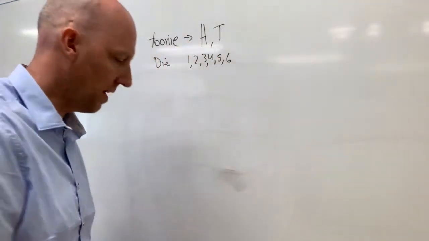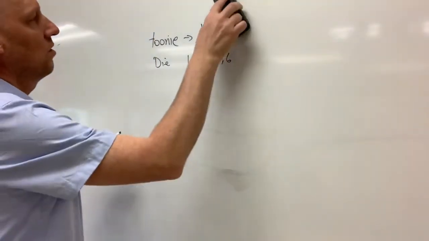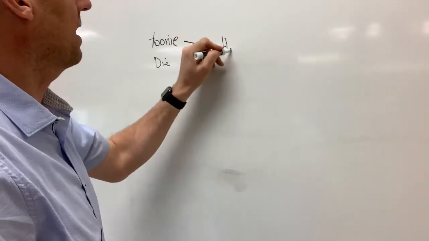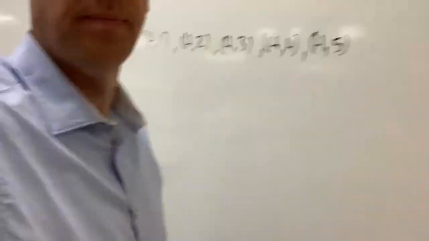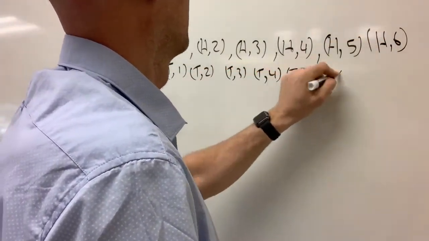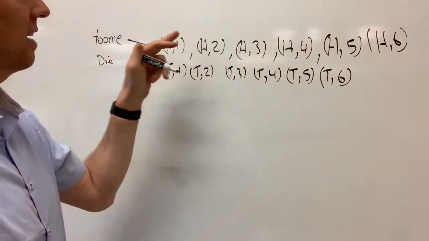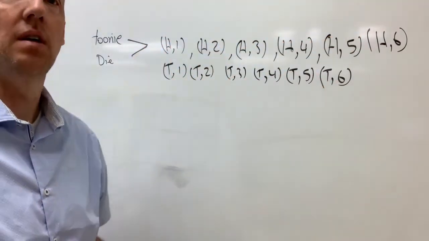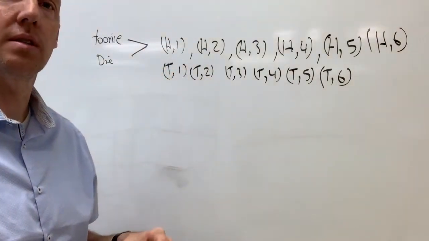Now we're going to do these 2 events together, and we'll see the possible combinations. So if I have a toonie and a die, my possible combinations when I combine those, I could have heads and 1. So here we have all the possible combinations. Okay, heads and 1 through 6, tails and 1 through 6. So we have 12 possible outcomes or 12 possible combinations.